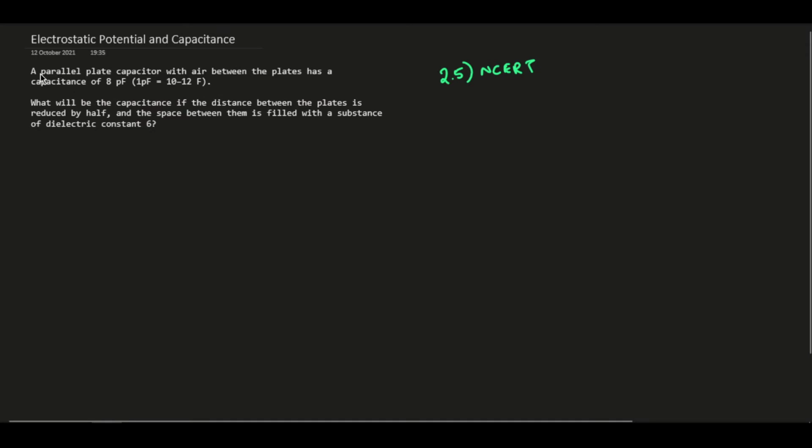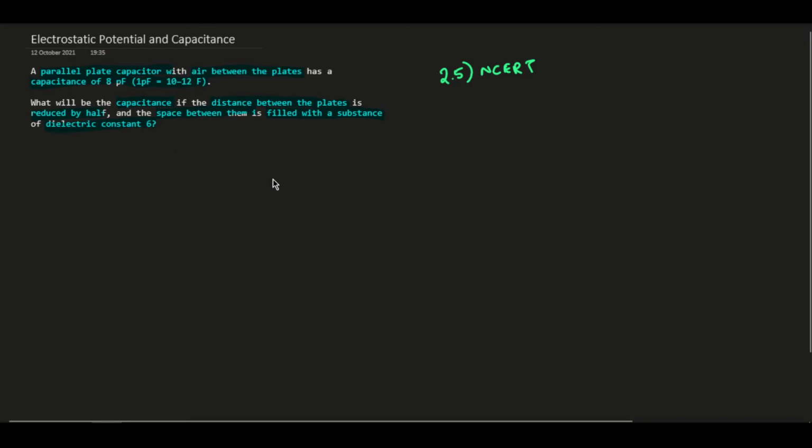So we have to deal with, as it's just said, a parallel plate capacitor. Let me get a highlighter. A parallel plate capacitor with air between the plates has a capacitance of 8 picofarads, or pF. I'm not sure if that's the actual unit, but they've given the conversion here as well, which will aid in our problem. What will be the capacitance if the distance between the plates is reduced by half and the space between them is filled with a new substance of dielectric constant 6?